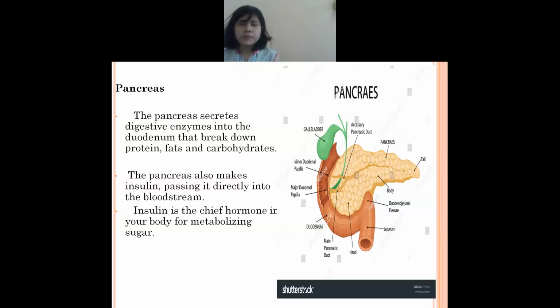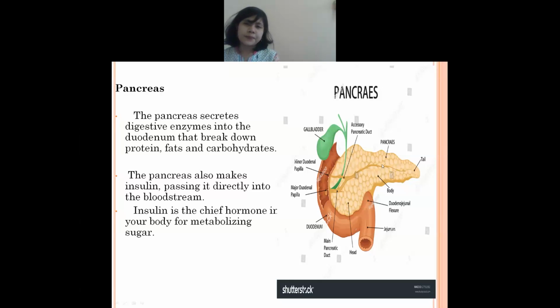Okay, and they will secrete digestive enzyme into where? Into the duodenum. You remember the duodenum, which was in the small intestine? You remember or not? Yes, ma'am. So this pancreas will secrete digestive enzyme and it will go into your duodenum, the first part of the small intestine. And what will they do there? They will break down protein, fats, and carbohydrates. They will break down all those things.